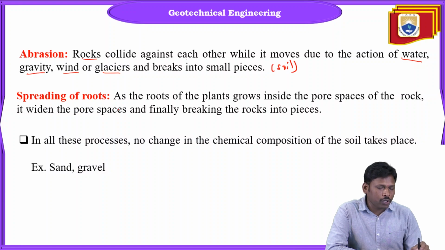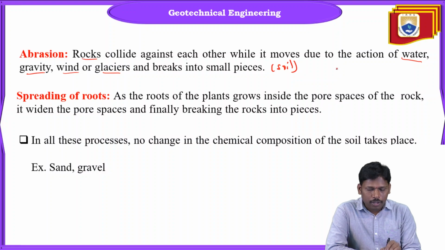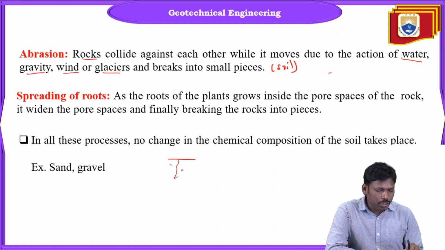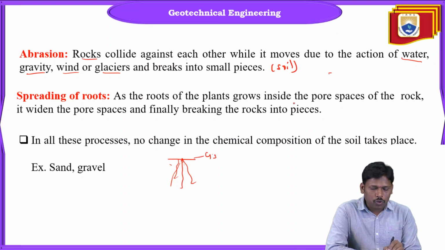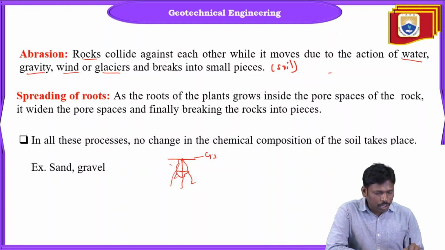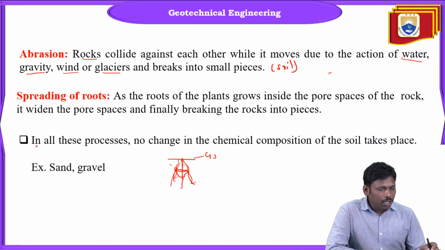Then the spreading of roots. As the roots of plants grow inside the pore space of the rock in the ground, they widen the pore space and finally break the rocks. Suppose you consider a rock, the roots might go like this, and may go like this. Finally the rock will be broken into pieces. That is also considered soil. In all these processes, there is no change in the chemical composition.